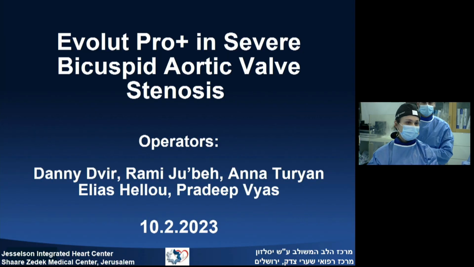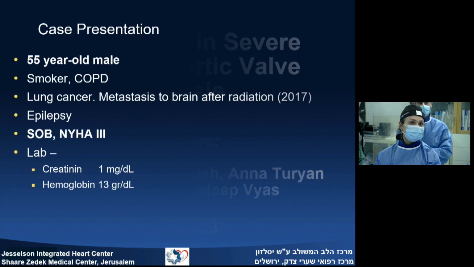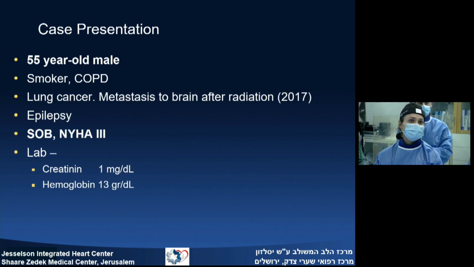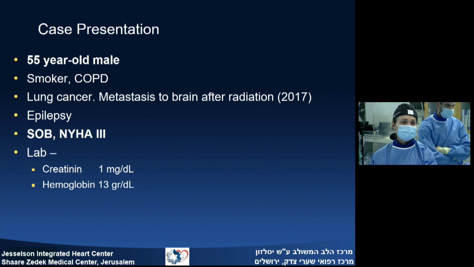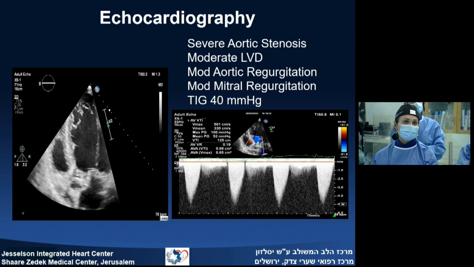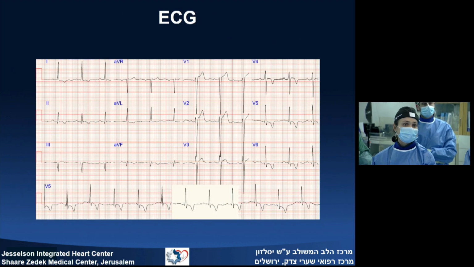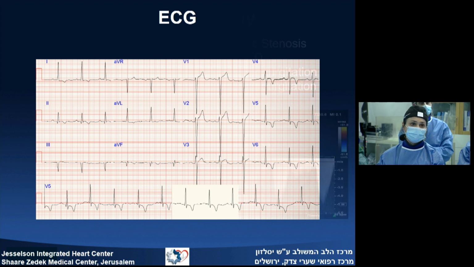Our patient is a 55-year-old male with a background of COPD and smoking and lung cancer with brain metastasis after radiation. He's suffering from epilepsy as well. He presented with shortness of breath, NYHA 3. His lab test showed normal renal function, hemoglobin of 13. He has severe aortic stenosis and moderate LV dysfunction, severe aortic stenosis with area of 0.6 and a huge gradient, maximal gradient 100 and mean gradient 52 millimeters of mercury, with moderate aortic regurgitation and moderate PHT.